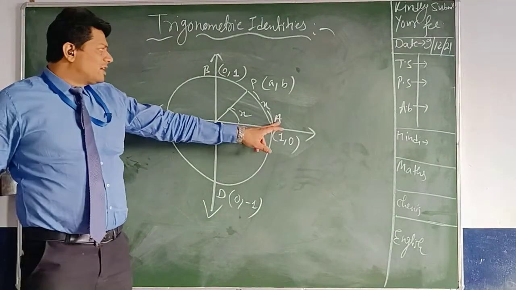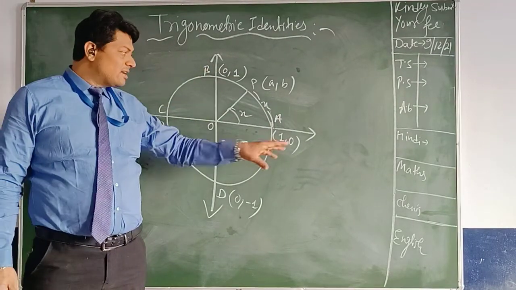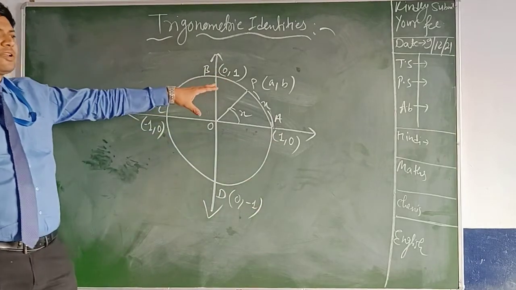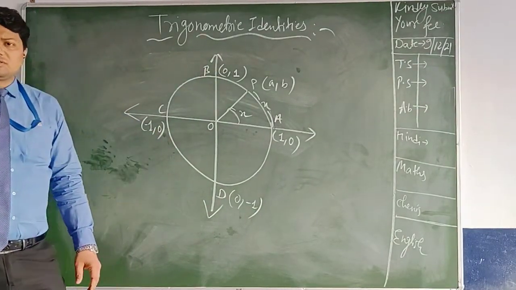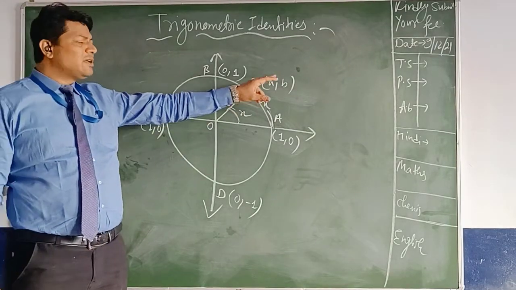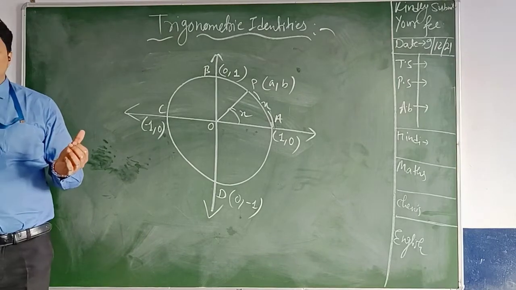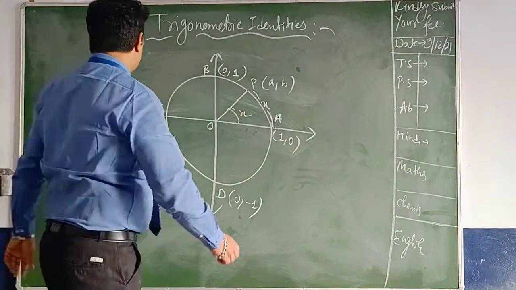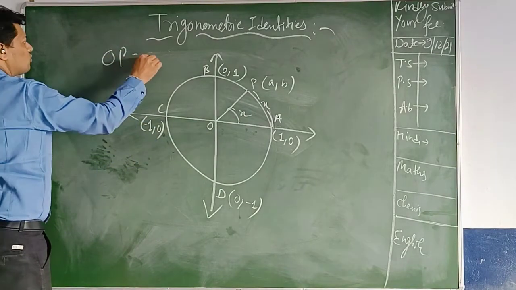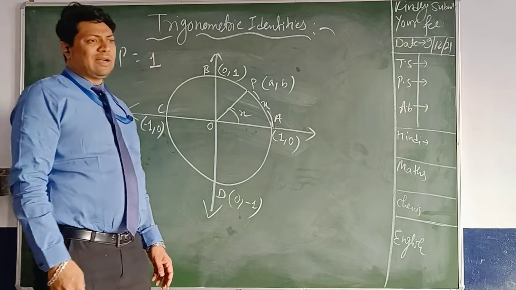You are getting point A, point B, point C and point D. You are getting the coordinates of points A, B, C and D. Here the coordinates of point P are a, b. Clear? So when you talk about the value of OP, the value of OP is equal to 1, meaning unit. Is it clear? The value of OP is equal to 1.